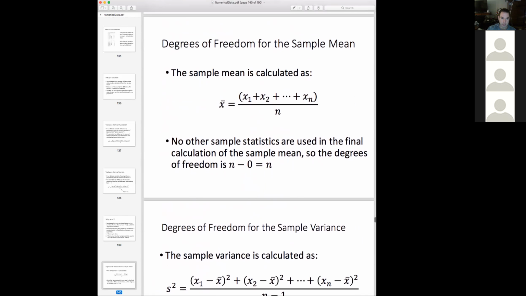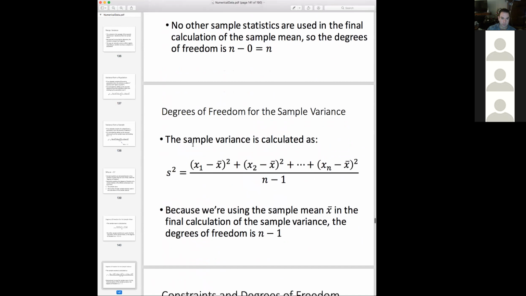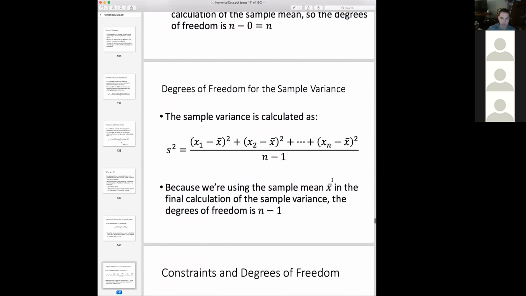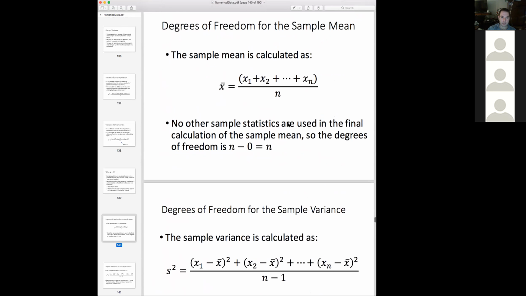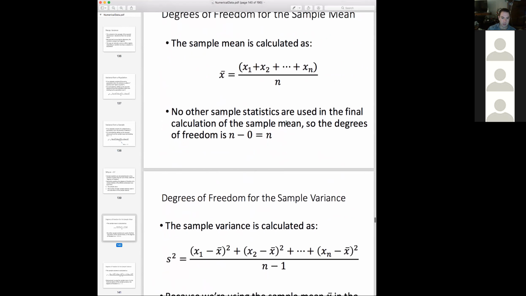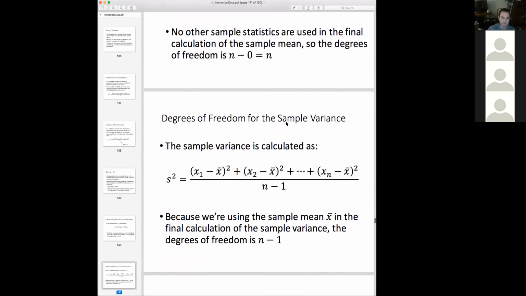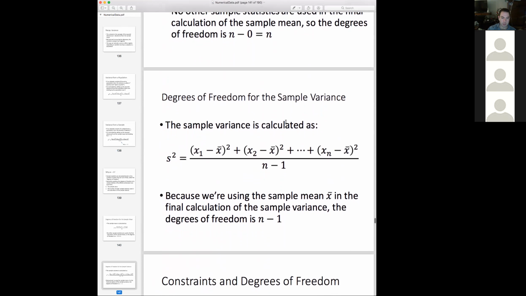So here it says, because we're using the sample mean x bar in the final calculation of the sample variance, the degrees of freedom is n minus 1, whereas in the population, we had no other sample statistics used in the final calculation, so the degrees of freedom is n minus 0 equals n. But in this case, because we're using the sample mean x bar in the final calculation of the sample variance, the degrees of freedom is n minus 1.